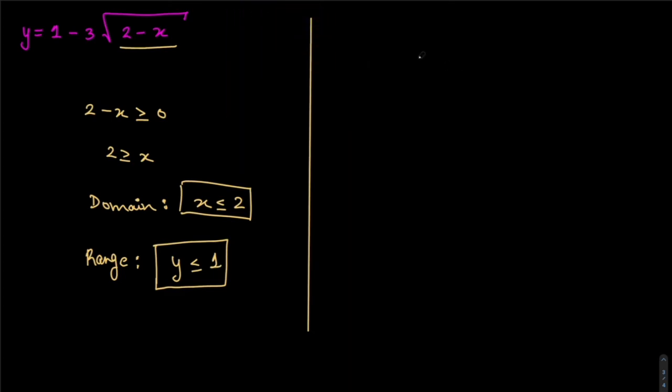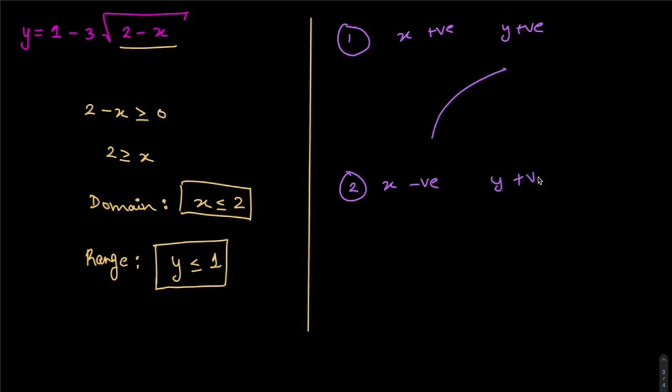And I'll take a different color. So we have x and y. Let me just do it like this only. When we have x positive and y positive, we're gonna have a graph like this. When we have x negative, y positive, we're gonna have a graph like this. When we have x positive and y negative, we're gonna have a graph like this.